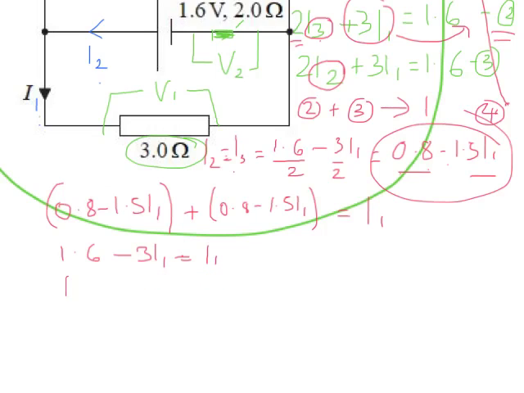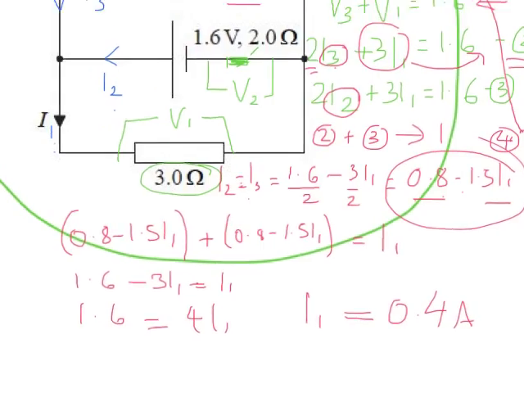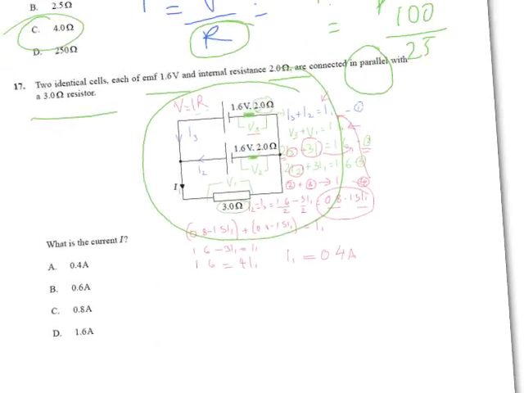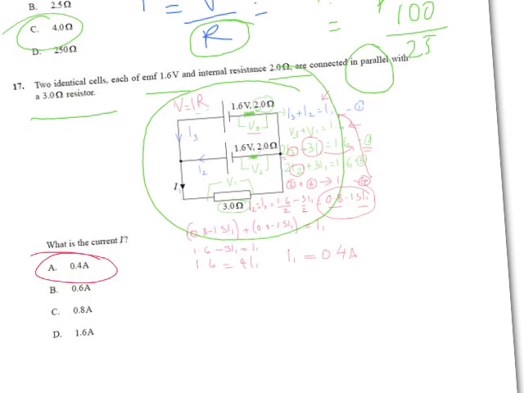And finally, 1.6 equals 4 I1, which gives us a current of 0.4 A, which is our answer, A. Now that is a huge amount of work to do for 1 mark, but sometimes questions are just really, really hard, and you don't have to feel bad if you don't get them right. This is one of those questions that you should always leave to the end if you happen to have some time left over.